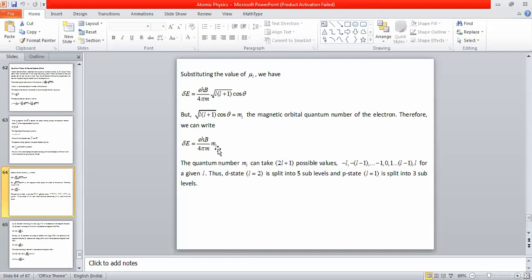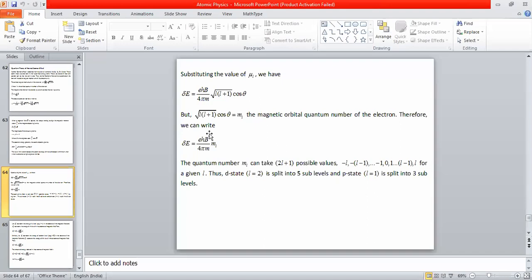As per this expression, delta E is a function of the magnetic orbital quantum number ml. Since ml can take 2l plus 1 possible values, we can conclude that the D state, that is L is equal to 2, splits up into 5 energy levels, because L equal to 2 has 5 different ml values: -2, -1, 0, +1, +2.